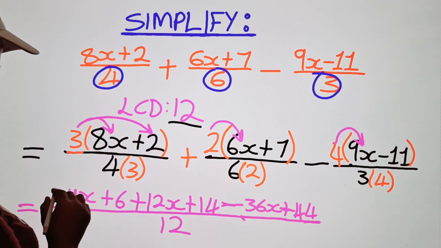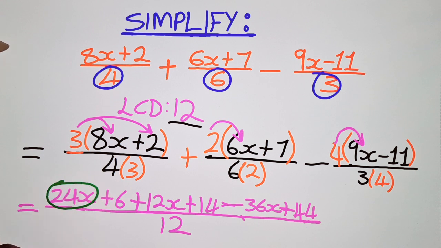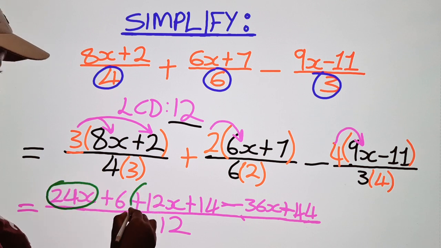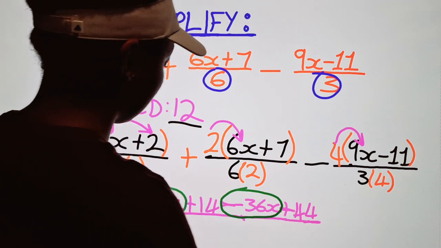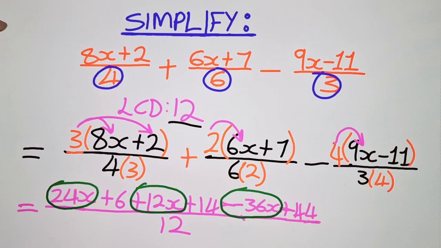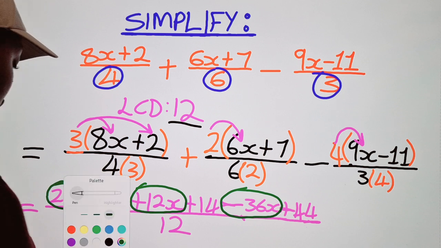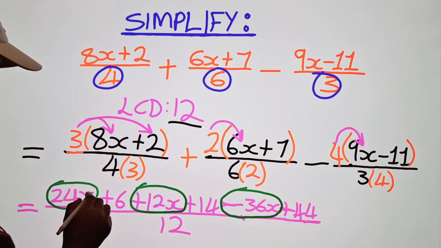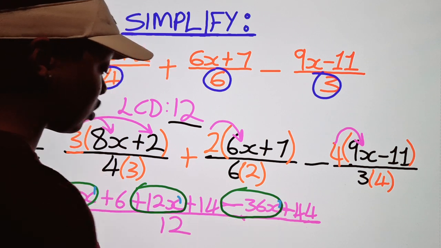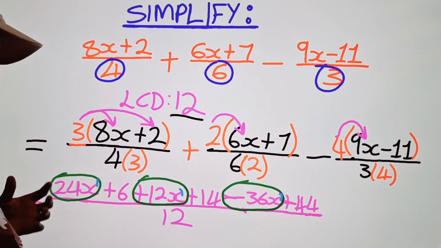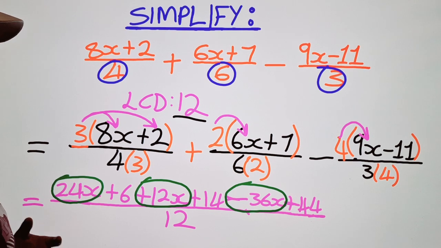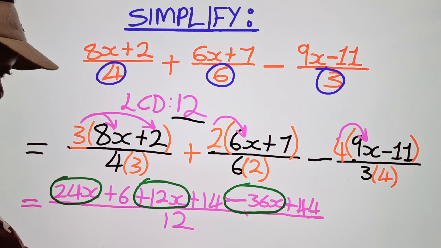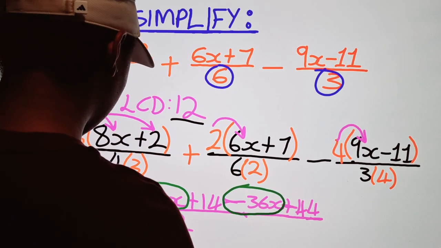So we have 24x here, and the like terms of 24x are 12x because it has x, as well as negative 36x because it has x. And the x's have a common exponent of 1 because they didn't write an exponent here, meaning it's 1, 1, 1. So they have the same variables, and the variables have the same exponents, which means we can add them.